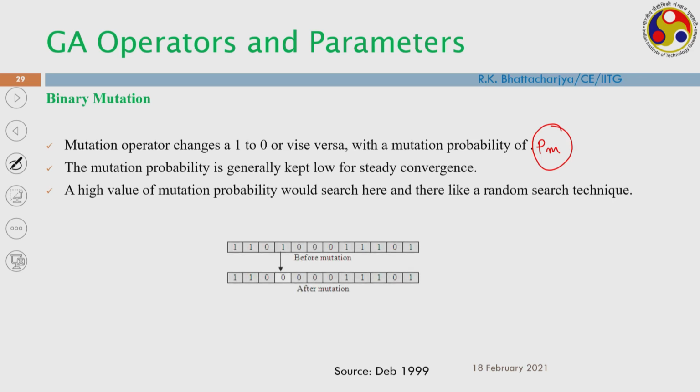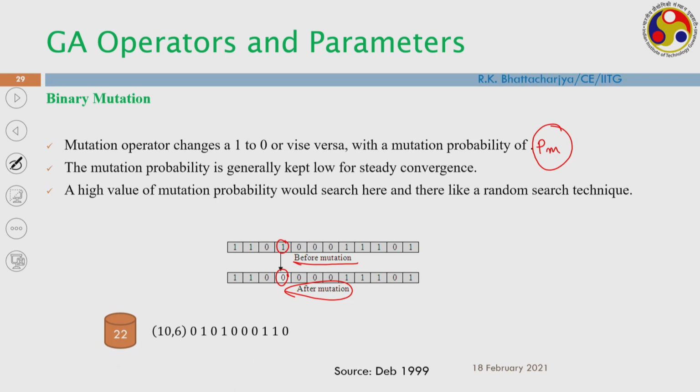Okay. So, I will explain that one. Suppose this is the bit before mutation, and this particular bit is mutated, then it will change from 1 to 0. So, this is the new bit, the new solution after mutation. So, let me take this example problem.